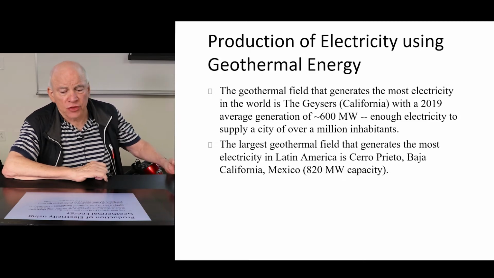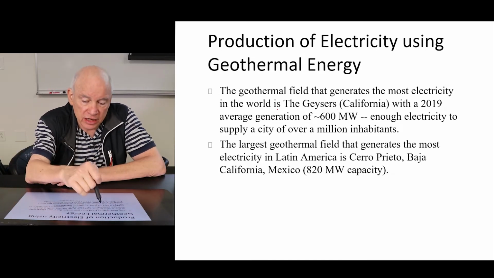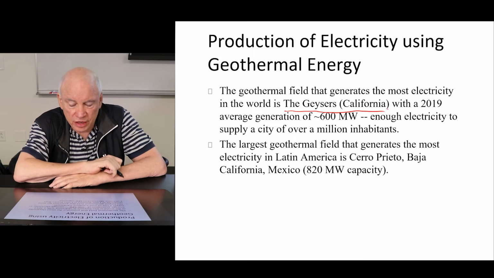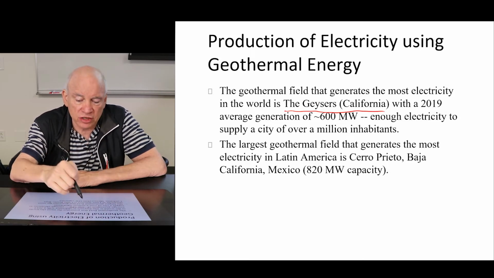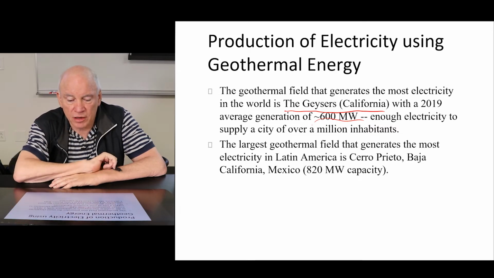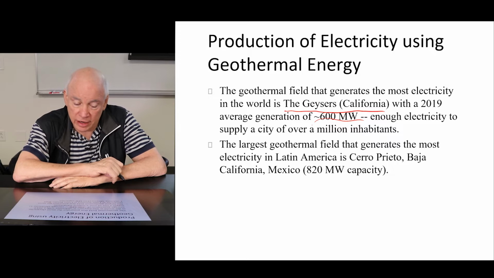Let's talk about the geothermal plant that generates the most electricity in the world. That is in California. It's called the Geysers. And in 2019, it generated about 600 megawatts, about a quarter of what Comanche Peak generates, but it's enough to supply a city of over 1 million people with electricity.